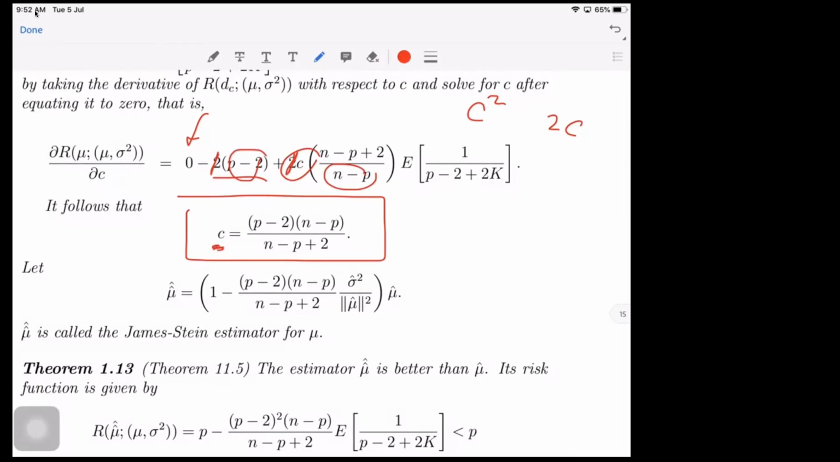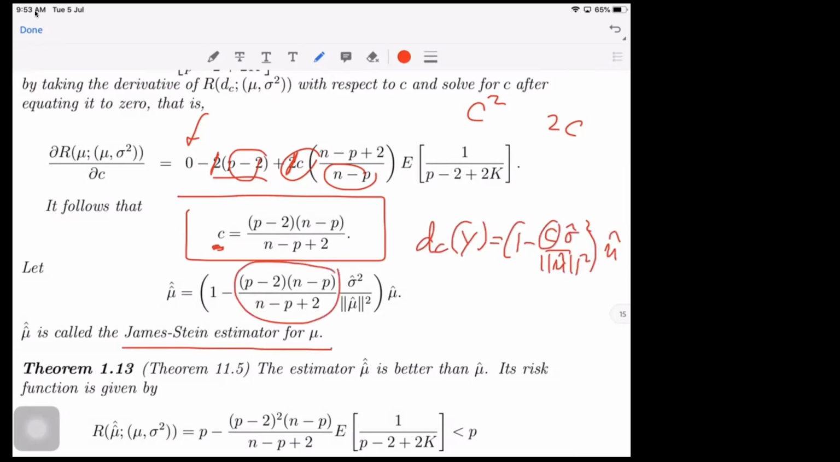This is the C that will give you the minimum risk, so the proposed James-Stein estimator for mu is obtained by substituting it here. The estimator is 1 minus C sigma squared over the squared norm of mu hat, times mu hat. Substitute the C here, which is equal to this, and this is your James-Stein estimator.